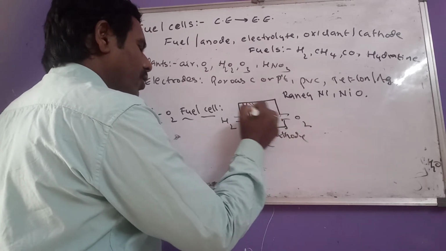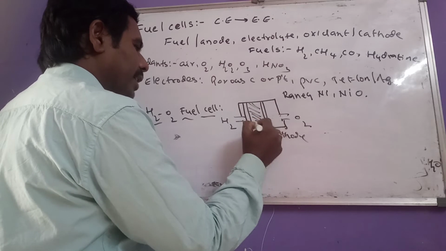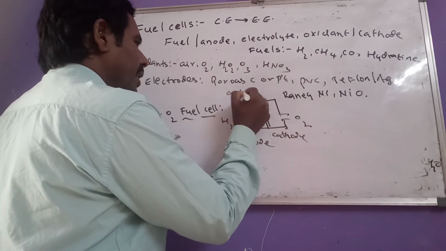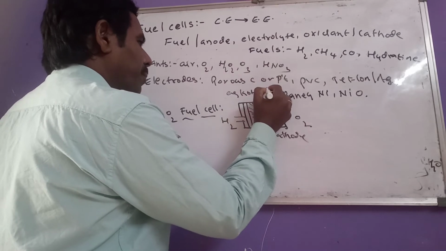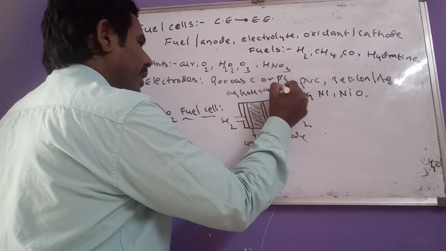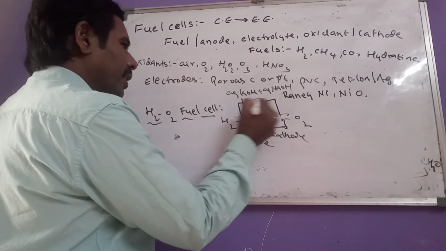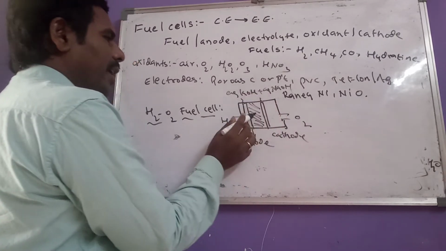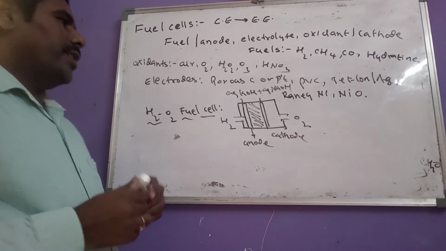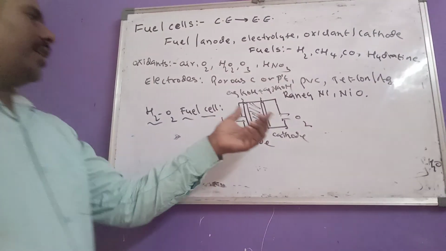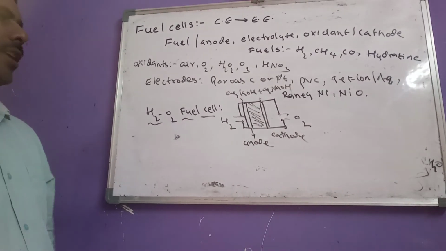Here an electrolyte mixture is taken. That electrolyte mixture contains aqueous KOH plus aqueous NaOH, and that mixture is present as the electrolyte. So this is the construction of the hydrogen-oxygen fuel cell.